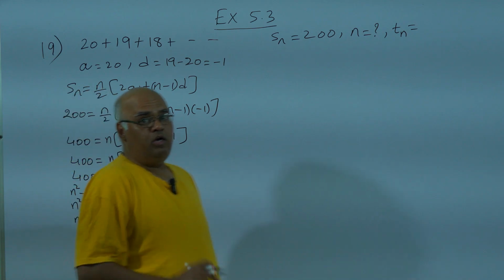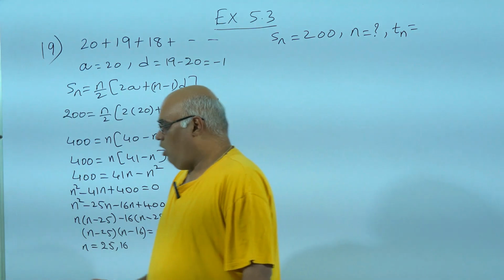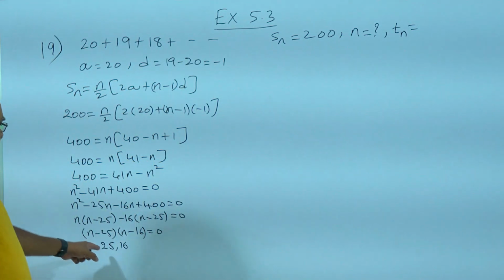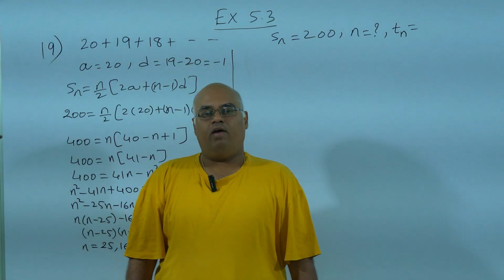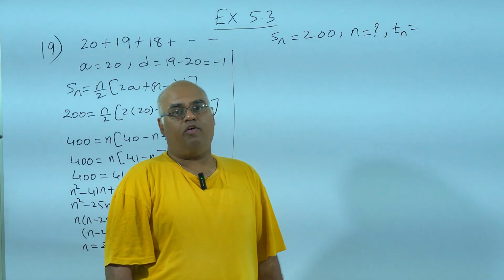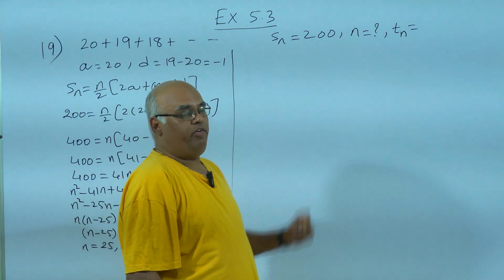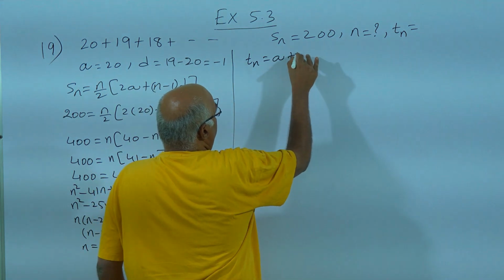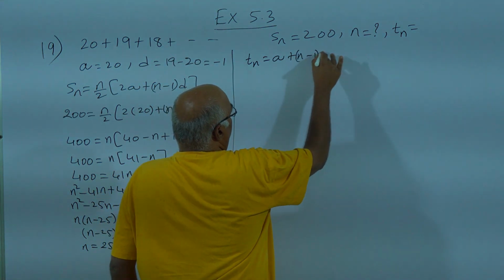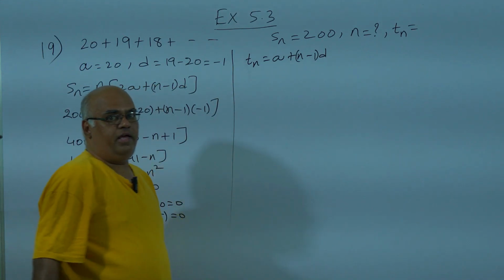So we are getting two values for n. Now we need to verify which is the correct value of n. Let us assume that the value of n is 25. Now I will find out T25. We know that Tn is equal to a plus n minus 1 into d. This is the formula to find the nth term.